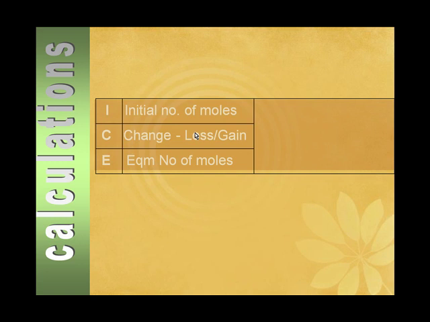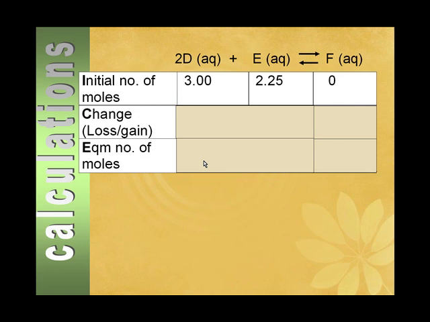For this kind of calculation, I want to introduce you all to the ICE table. We take the first letter of these words: the initial number of moles, the change, either in terms of loss or gain, and the equilibrium number of moles. We call it an ICE box. Let us look at the ICE box and see how we can solve this problem. We want to fill up the table.